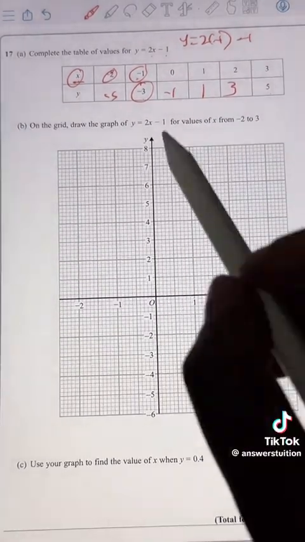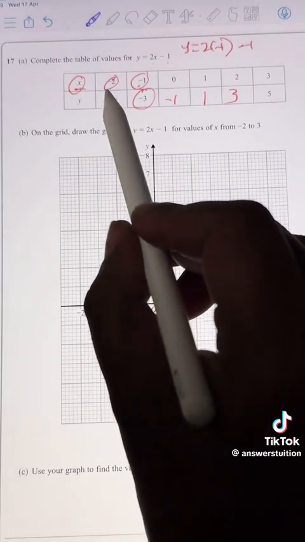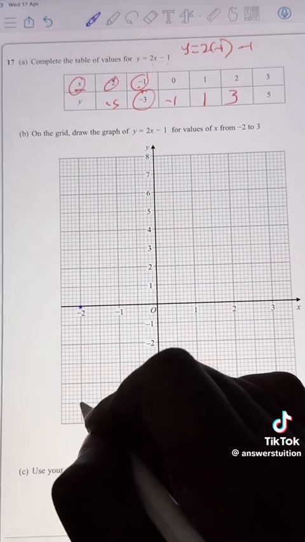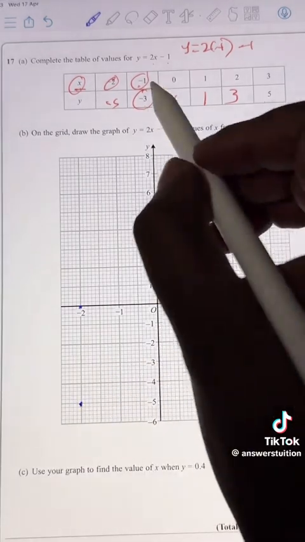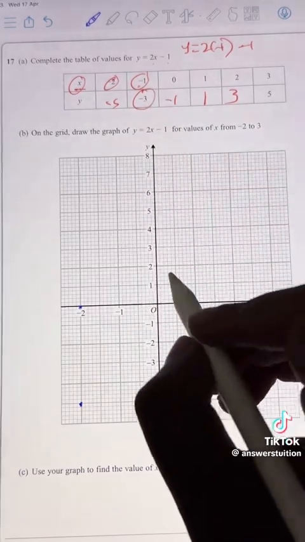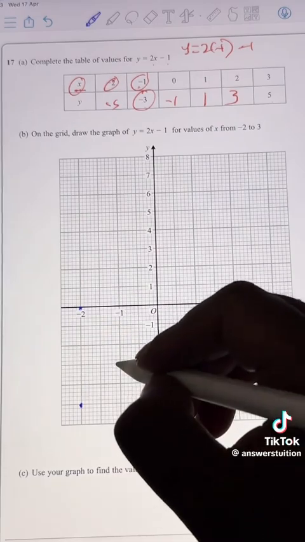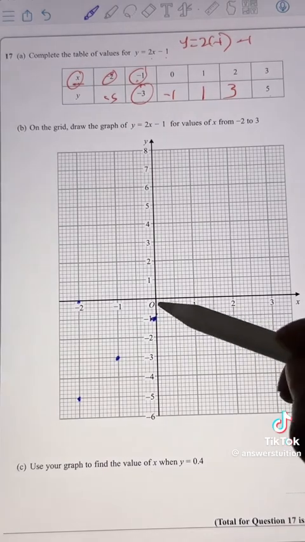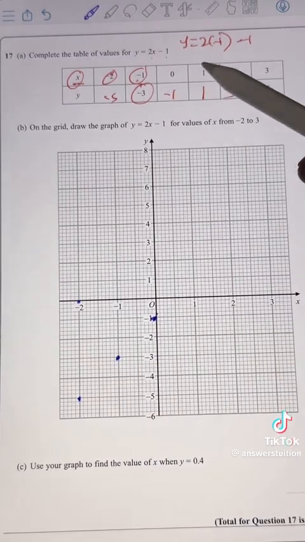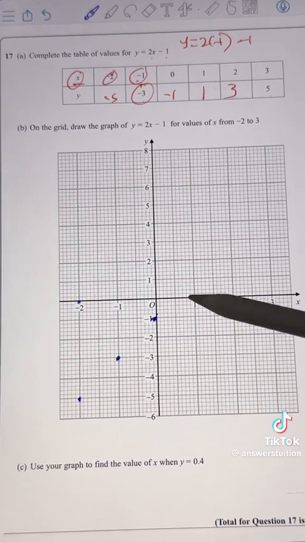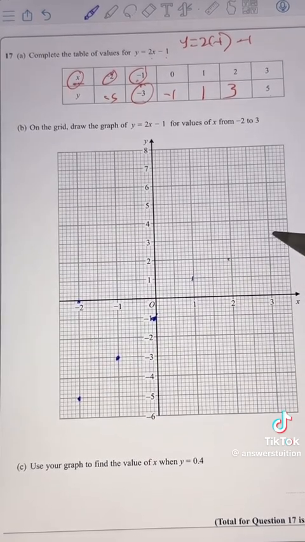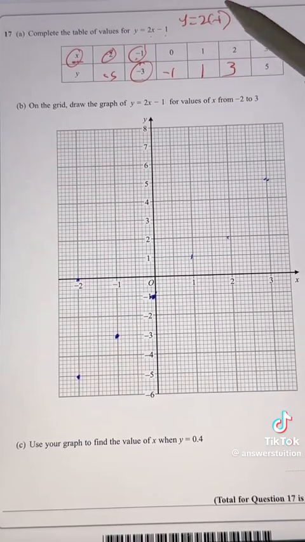Now we just need to plot the graph. When x is -2, y is -5. So -2, then y is -5. When x is -1, y is -3, so -1 and then -3. Then when x is 0, y is -1. When x is 1, y is 1. Then 2, 3. Then 3, 5. Good. 2, 3: 2 times 2 is 4, 4 minus 1 is 3.